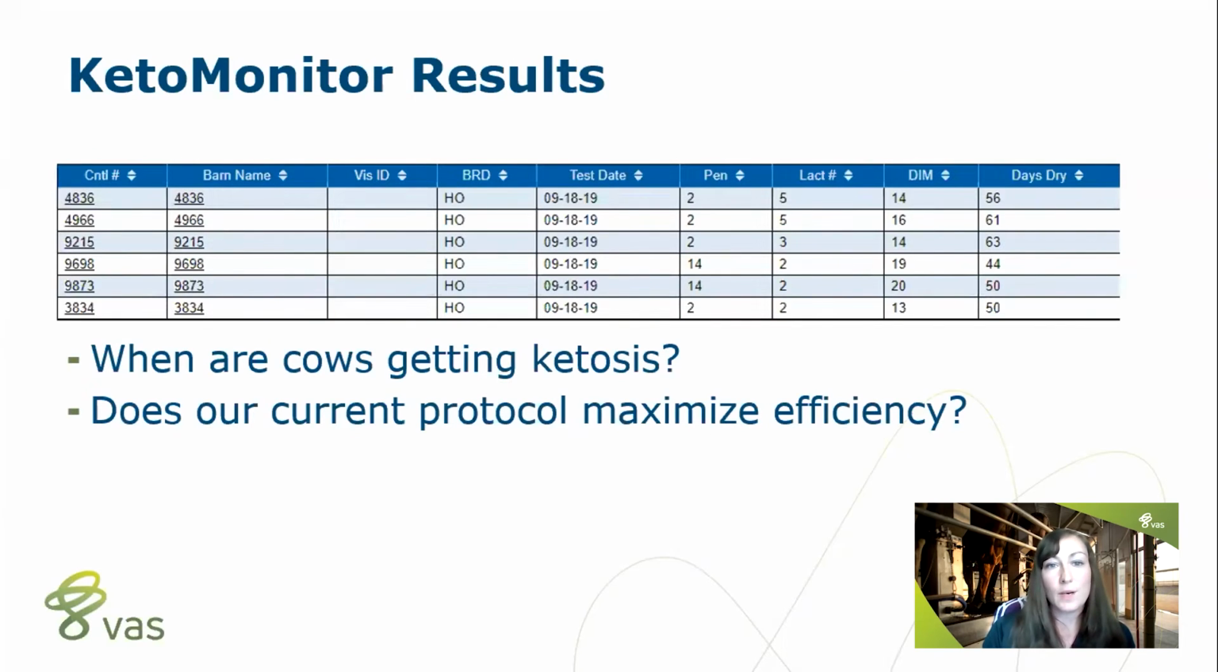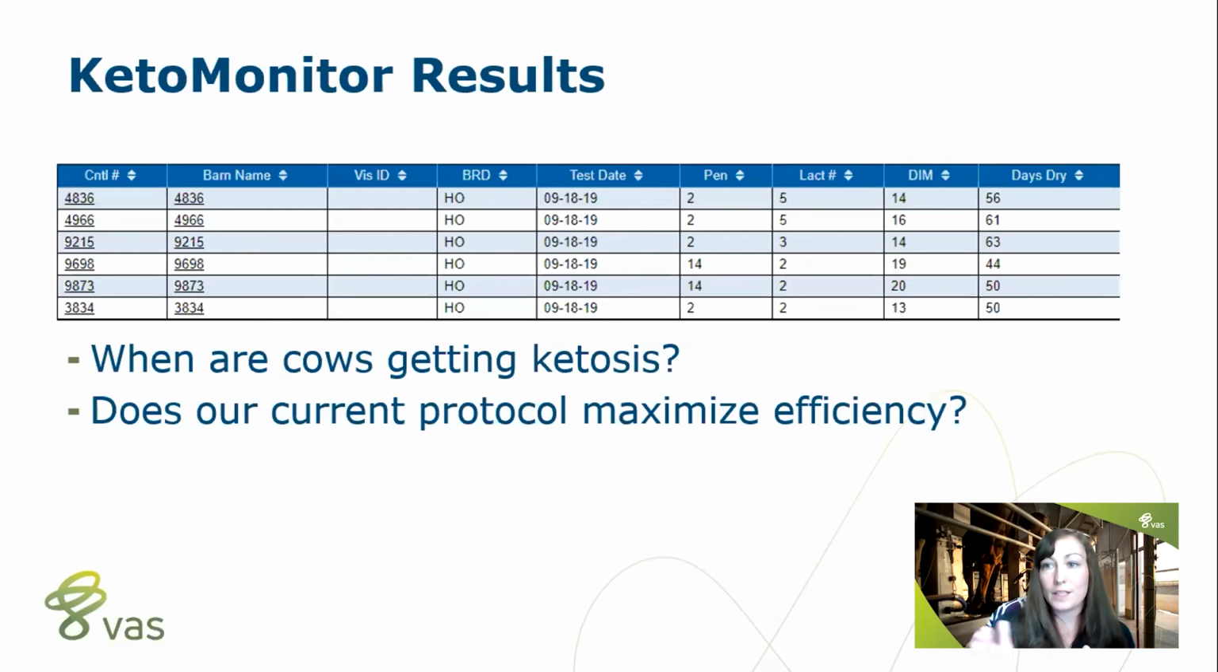When we looked at those KetoMonitor results, we determined those cows were getting ketosis after that pen move. So we were doing all of our blood detection in that 3 to 10 days in milk range, and we were catching ketotic cows through KetoMonitor at 12 plus days in milk. So there's two ways that we need to look at this. Number one, our short-term solution. Who are the cows we should really be checking and intervening on?